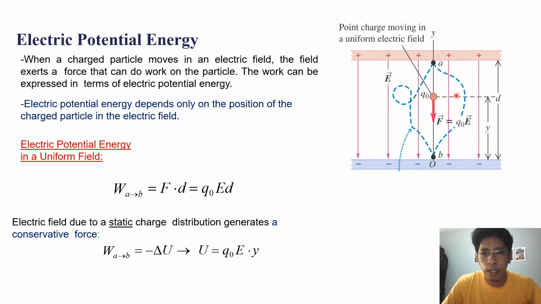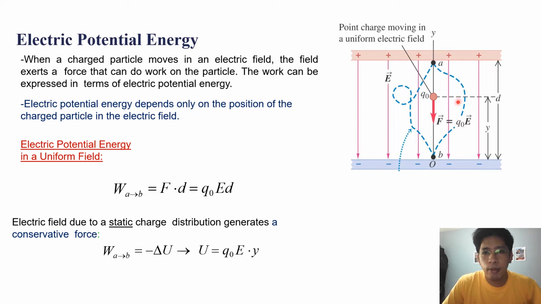Consider, for example, a charged particle in between two parallel plates. Above, you have a positively charged plate, and below, you have a negatively charged plate. These plates produce a uniform electric field that points from your positive plate towards your negative plate, downwards.